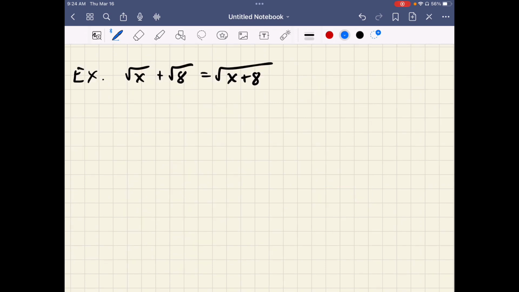Now, I want you to look at this next example here and try this on your own. A little bit tricky because now I have 3 radicals. Give you a hint, just try squaring both sides and see where you get. All right, pause this video, try it on your own.